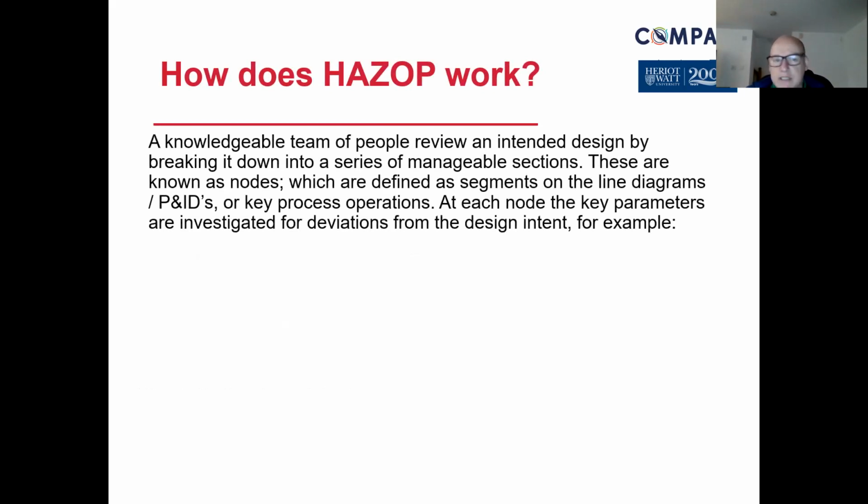You need a good team. They need to know about how to use nodes, should we say, similar to fault tree analysis, and then how it fits into the line diagrams to then be able to develop it further to look at the concept, but always focusing on what happens if. So at each node, the key parameters are investigated for the deviations from the design intent. Yeah. So it should be reliable, it should do the job, but what if?